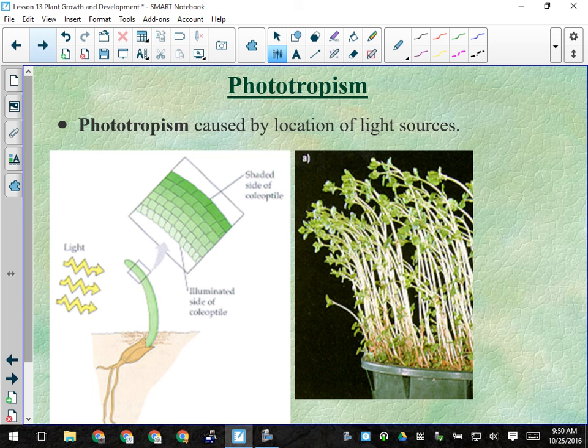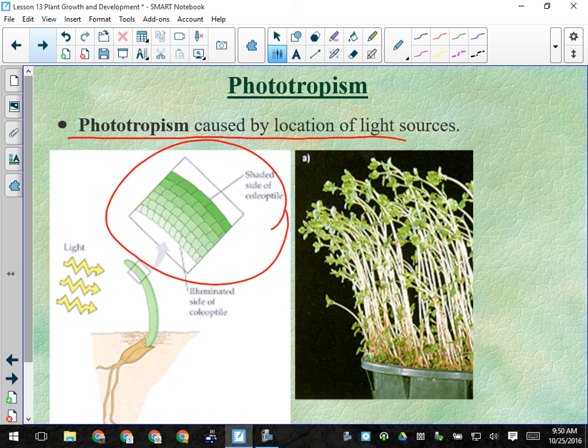Okay, phototropism is growth caused by the location of light, so growth towards light. You can see here, this is showing that mechanism of the tropism. The cells on this side, the shaded side, are growing faster than the cells on the bright side in order to bend the plant towards the light.